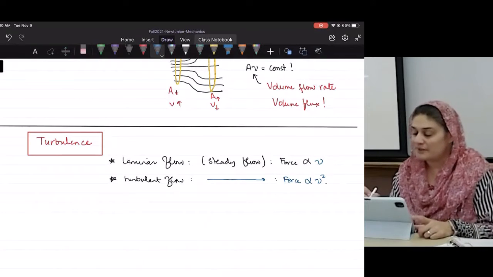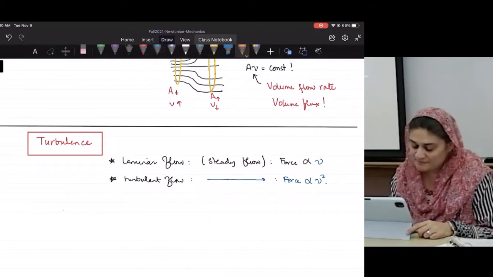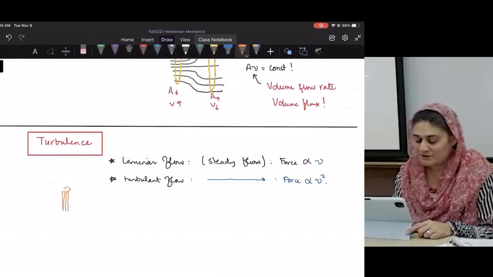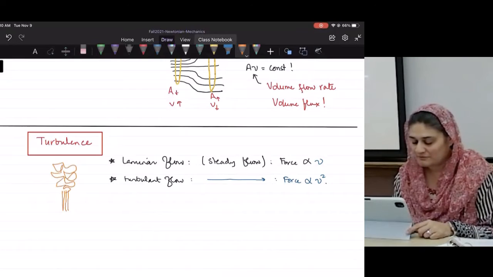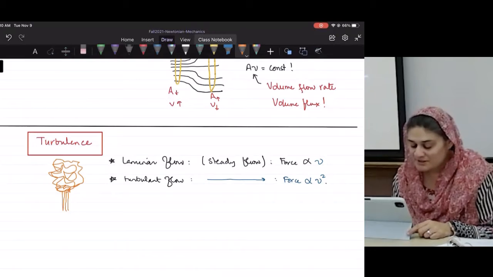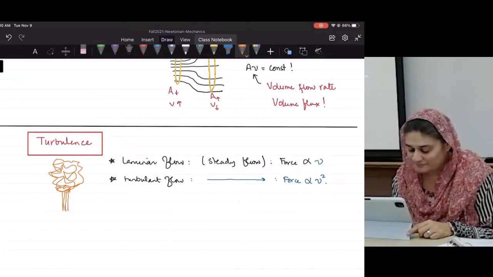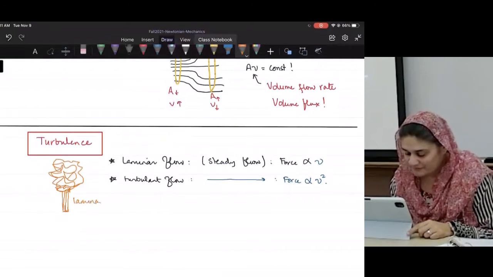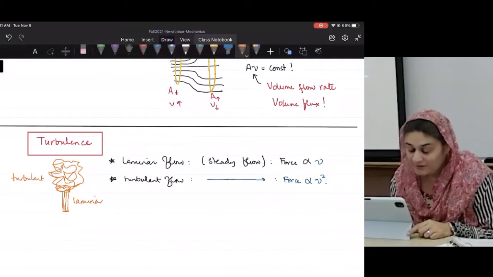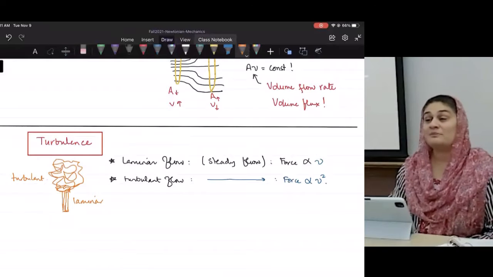So think about it this way. When smoke rises, it goes like this for a little bit. And then what does it do? So it goes steady for a little while. And then it becomes turbulent. So I can't tell you much about turbulent flow.